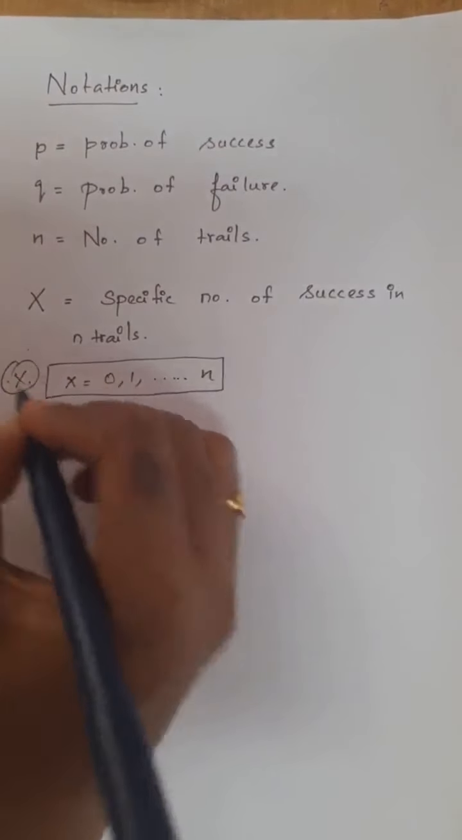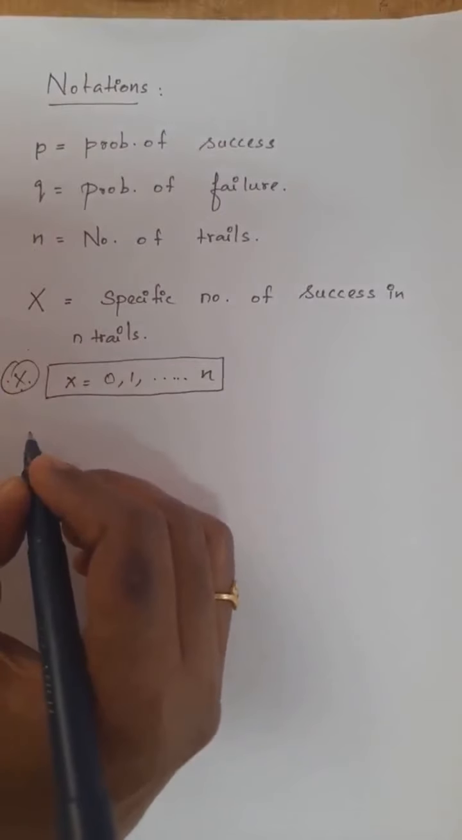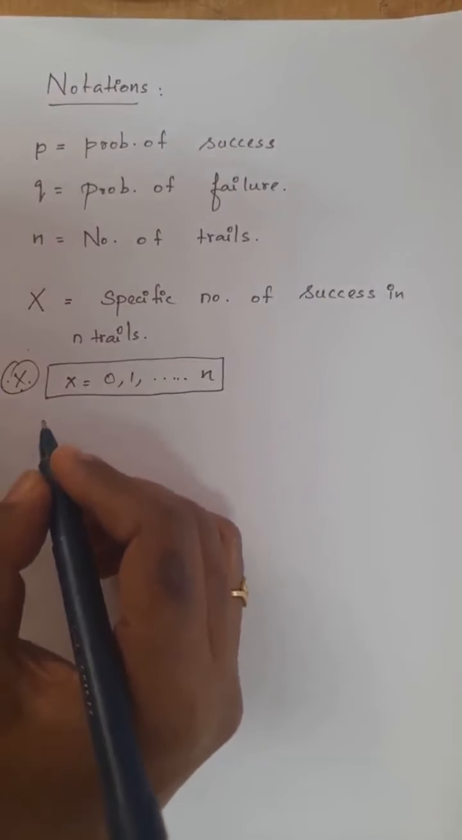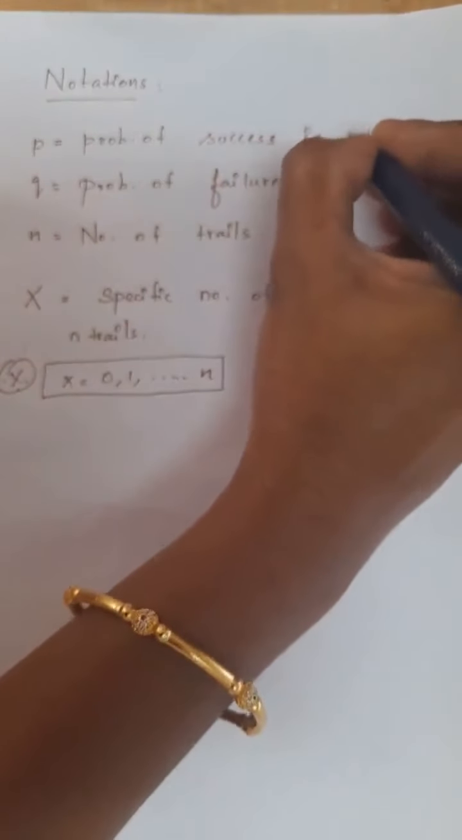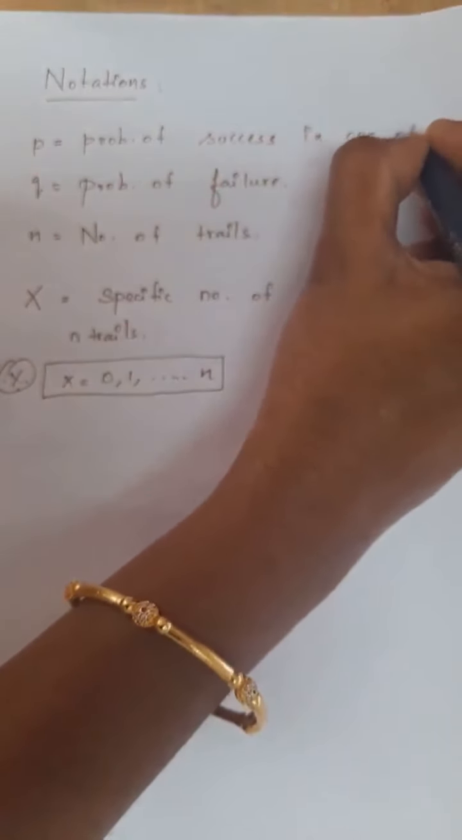Then here the small letter p denotes the probability of success in one of the n trials.